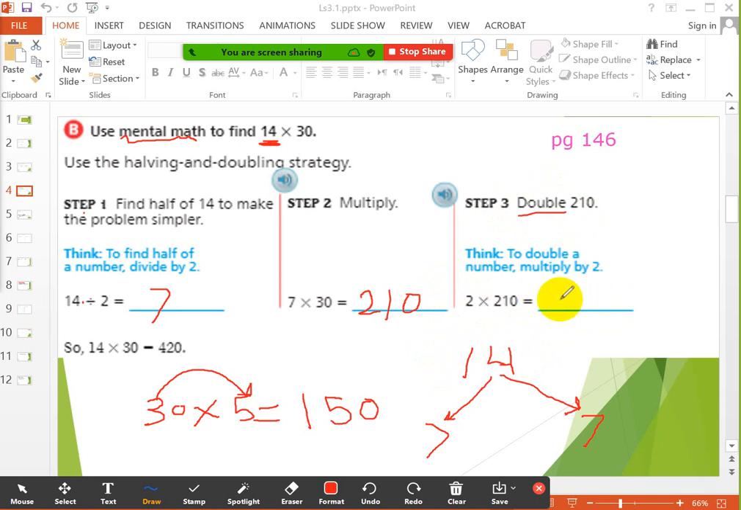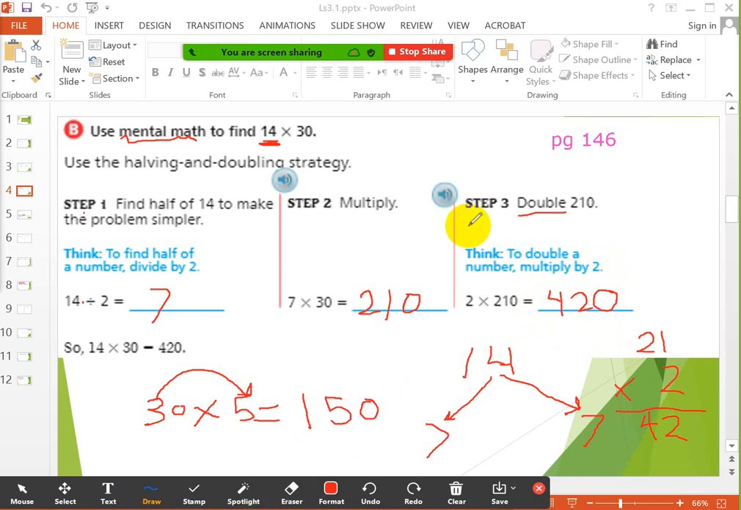That means I will multiply 21 with 2 and put a 0 next to the answer. Thank you, girls. If you multiply 21 with 2, what will it be? 2 multiply 1 equals 2. 2 multiply 2 equals 4, as we learned in multiplication. So it will be 42. And put a 0 next to the answer. This 0, I will take it and put it next to the answer. So it will be 420.